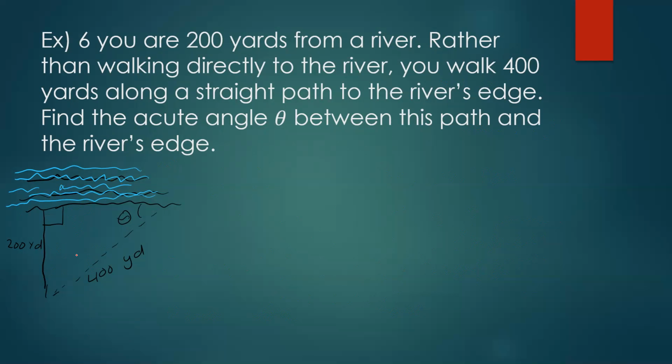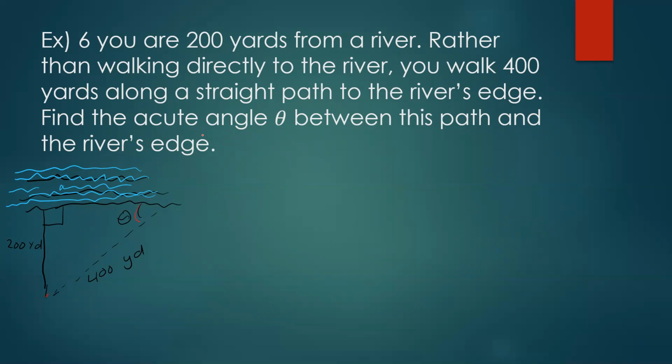Rather than walking directly to the river, you walk 400 yards along a straight path to the river's edge. So here's you, right? And instead of going that way, you're going to move diagonally along this 400 yards path to the river's edge. Find the acute angle between this path and the river's edge. So what they're asking is, they want to know what theta is, what this angle is.